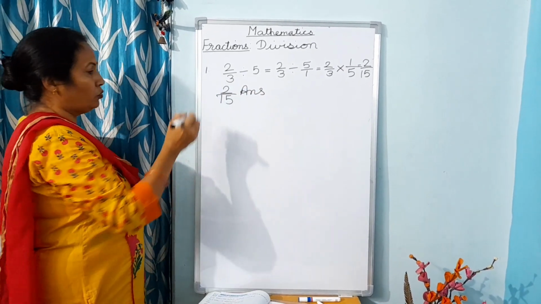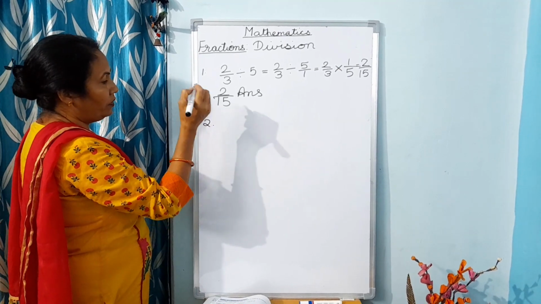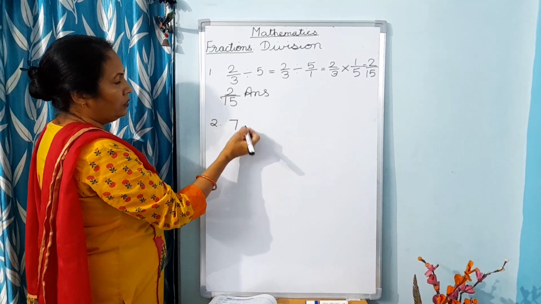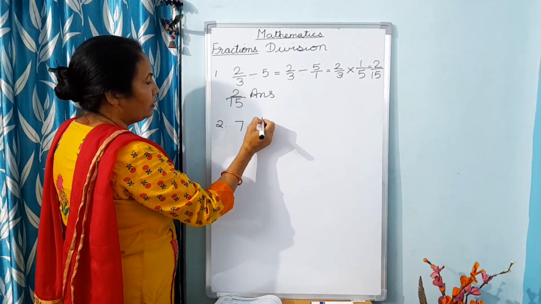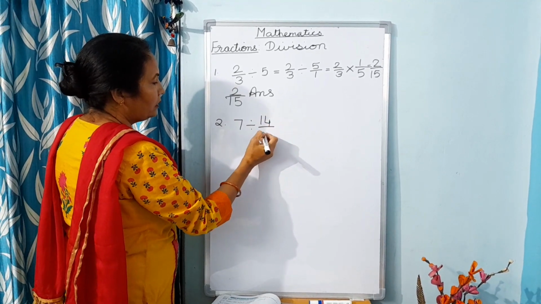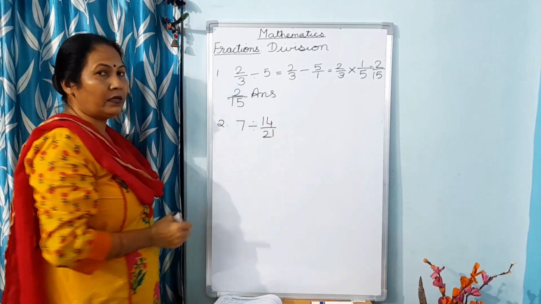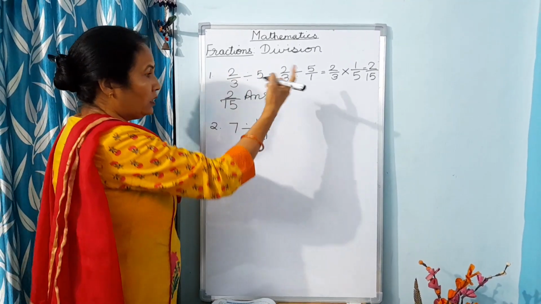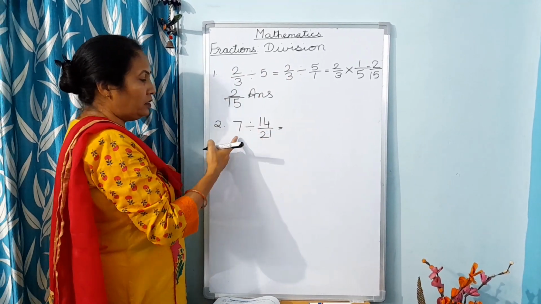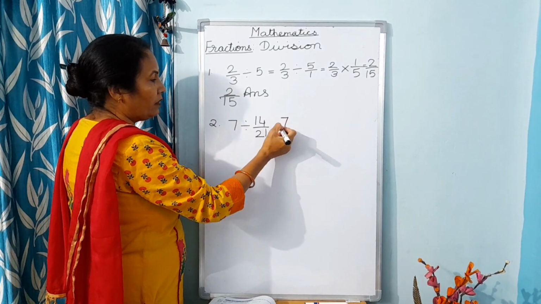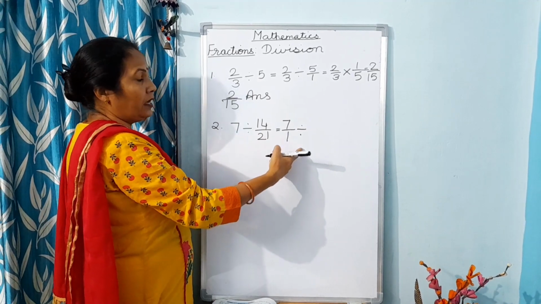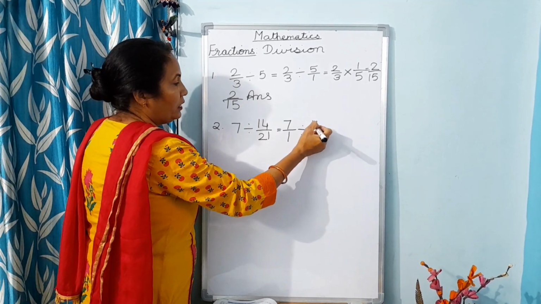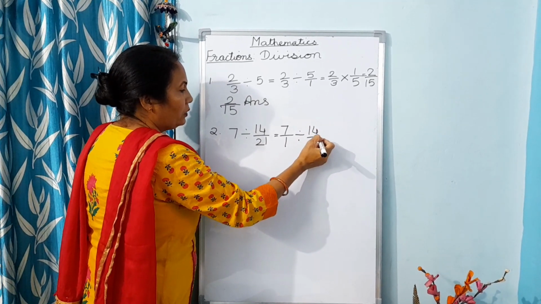I am going to show you one more sum in which you have a whole number on the left side, divided by 14 upon 21. Now you will follow the same steps here. Again this is a whole number. So 7 upon 1 divided by, you will not change the sign in this step, 14 upon 21.